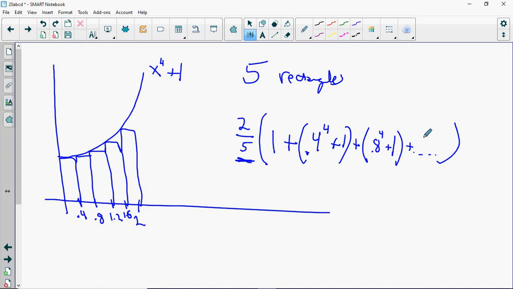We would do the same thing with the upper rectangles, and then we would start at the right endpoints, in which case we would have 0.4, 0.8, 1.2, 1.6, and 2. And we'd skip over 0 in that case.